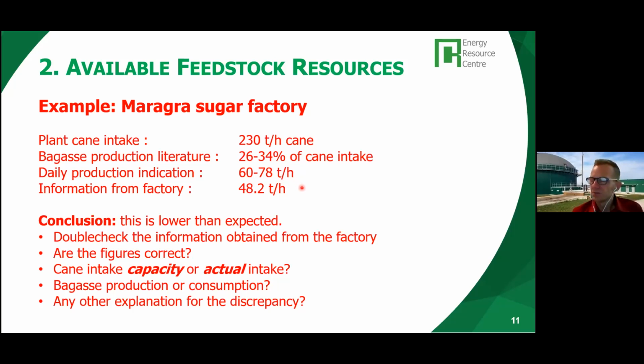And the information that we had from the factory was that the amount of bagasse, at least the amount of bagasse that was consumed by the boilers, was 48 tons per hour. And we checked with them, and what we understood was that they actually consume all of their bagasse. So this would actually also be the amount of bagasse that they would be producing.